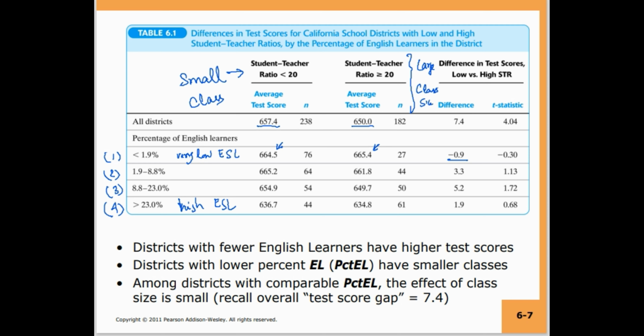Now as you go further and further into categories that have higher numbers of English as a second language, you find that the differences between small and large class sizes increase, till it peaks over here. So it is 5.2 over here, and then it again dips to 1.9. What does this mean?